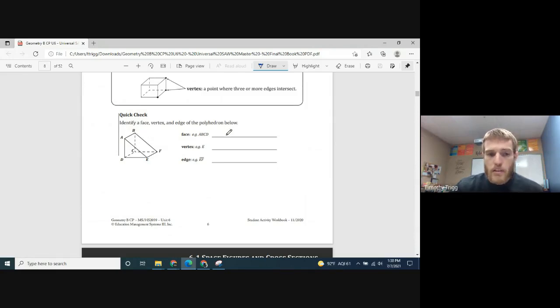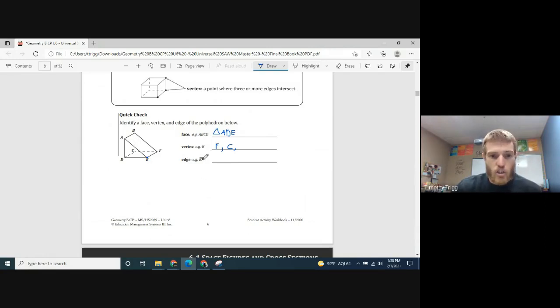So what would be another face here? So we could say ABFE is a face. You could write that. Or triangle ADE is a face, right? Triangle ADE is a face. There's other things you could write up here. A vertex is any point, so any corner point. So E is an example of a vertex. Well, so would F. F would also be another vertex. You could say C is a vertex, right? Any of the corners, any of those points is a vertex.